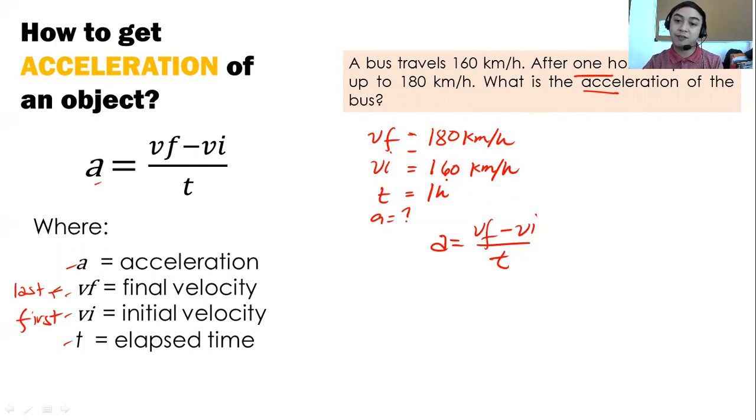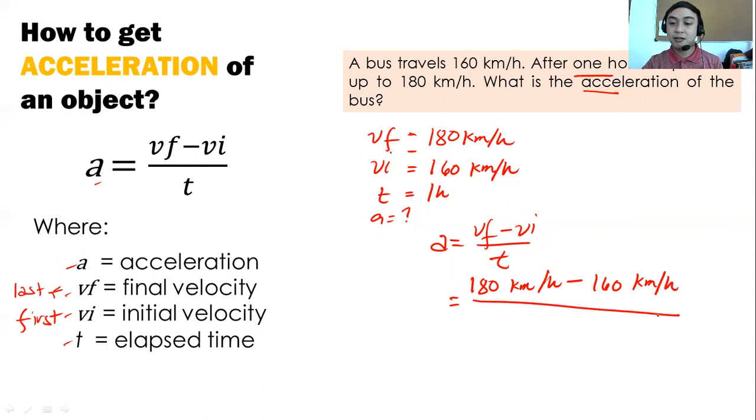Let us substitute the given using the formula presented earlier. A is equal to Vf minus Vi all over T. What is our final velocity? It is 180 kilometers per hour, minus, the subtraction symbol. Then substitute the initial velocity. What is our initial velocity? It is 160 kilometers per hour. Then write the all over sign.